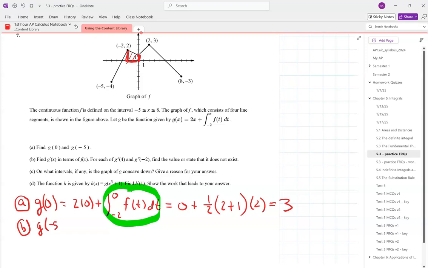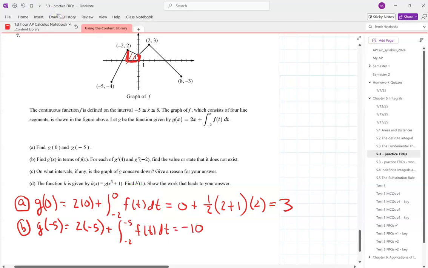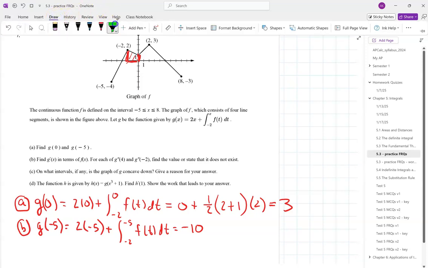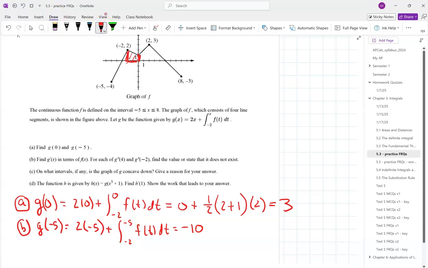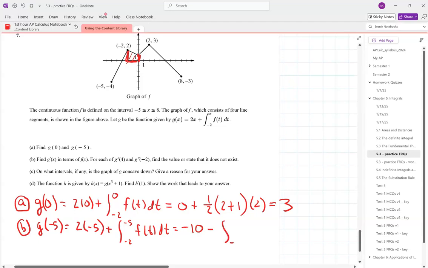G of -5 is going to be 2 times -5 plus the integral from -2 to -5 of f of t dt. It's going to be -10, but what do you notice about the bounds down here? Yeah, they're backwards, so let's flip those. To flip them, what needs to happen? Yeah, the integral becomes negated.